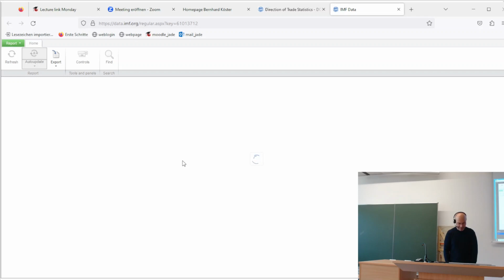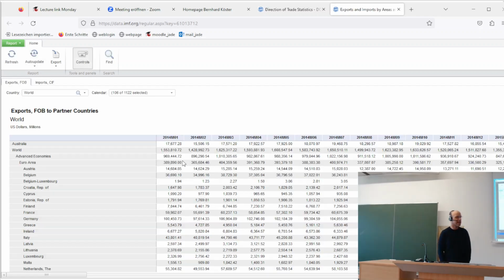Actually, I think this data set is even better than the International Trade Center one, which I recommended for you to look at regional dependence. While in the International Trade Center, ITC, you will also find the dependence on different products, this you don't find here.